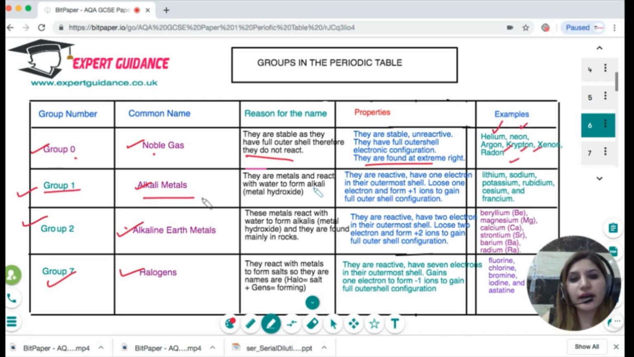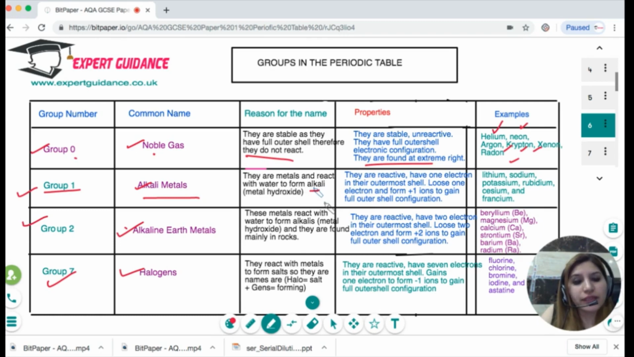Group 1 are alkali metals. We call them metals because they show all the metallic properties, and we call them alkali because they all react with water to form metal hydroxide, which is an alkali. Now, what are alkalis? Alkalis are the bases which can dissolve in water. So soluble bases are alkali.